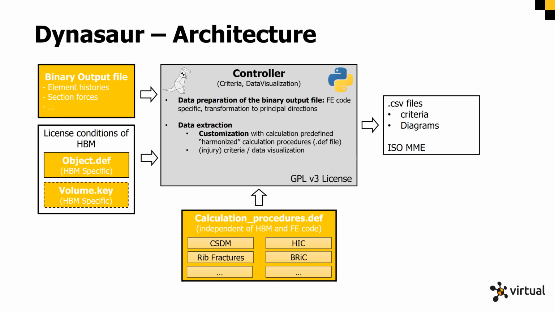In our controller, the data that we get from the binary output files gets prepared. This is FE code specific, and we transform, for example, the strains into the principal directions for the further calculations. We extract all the data that we need based on the object definition and the calculation procedure definition file. The results that we get are CSV files, or we can also export MME files, or you can also add anything you want to have here, or visualize some figures.